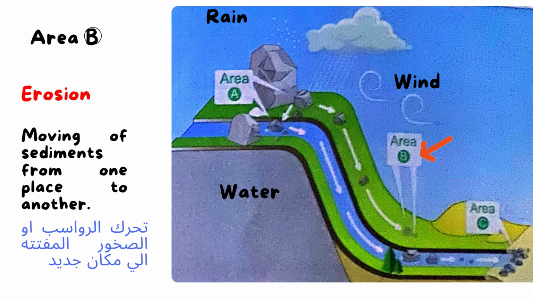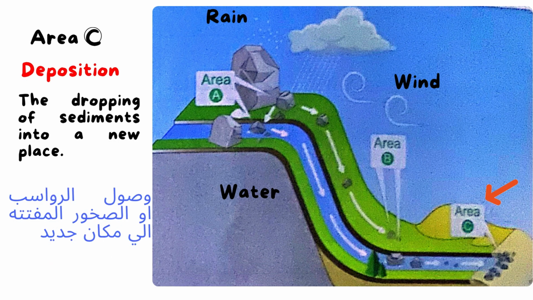Okay, here in area B, what happens? Yes, here the small particles or the sediments are moving to another place, yes? So this is erosion, okay? So here in area B, erosion happens as the moving of sediments from one place to another, as you see here. So this is erosion.